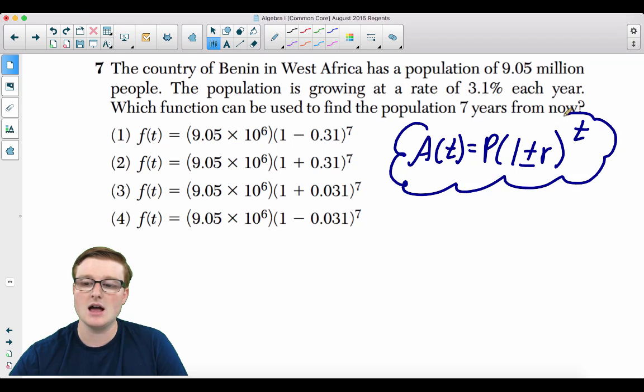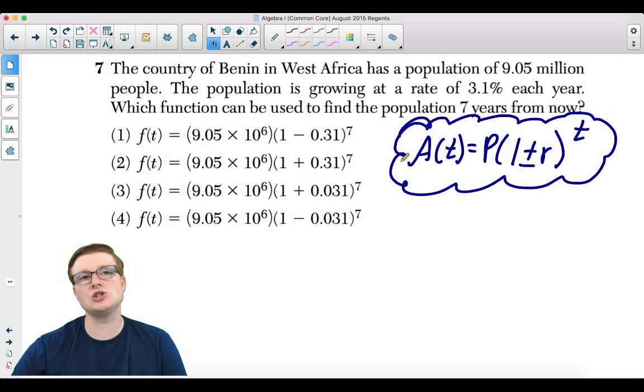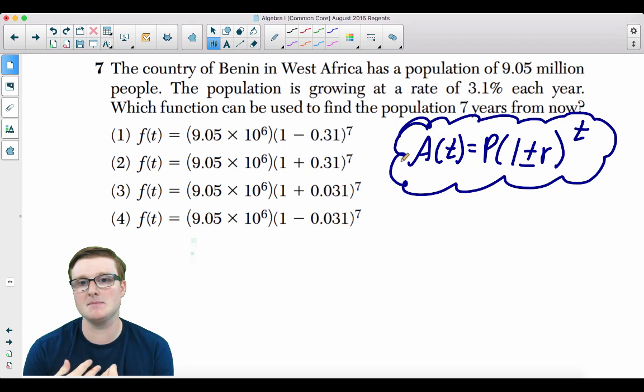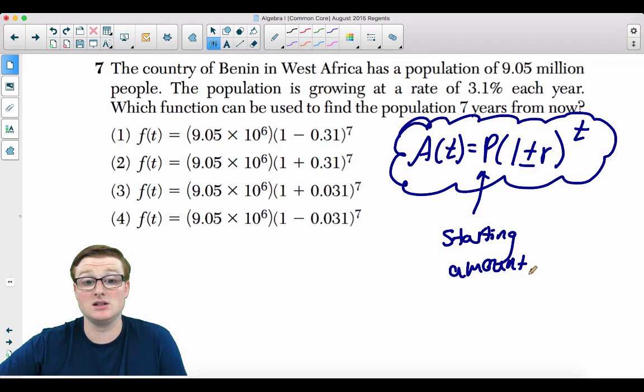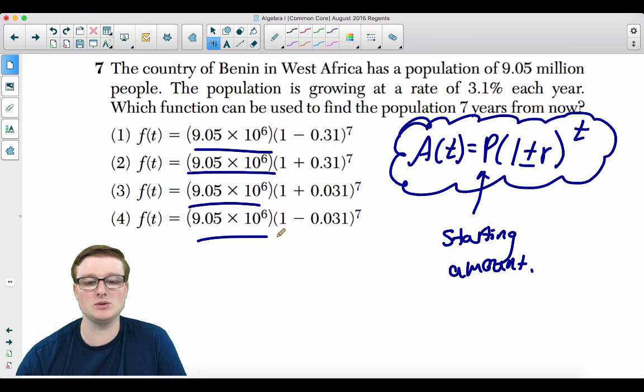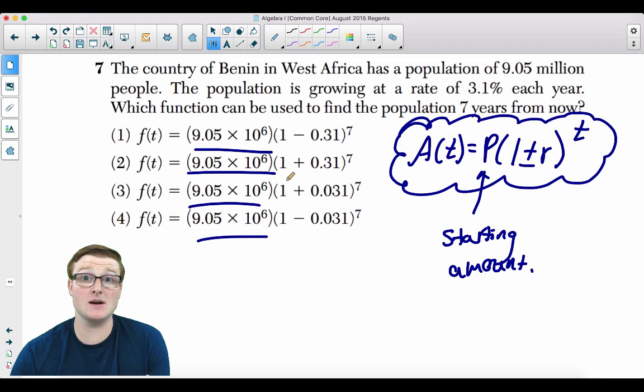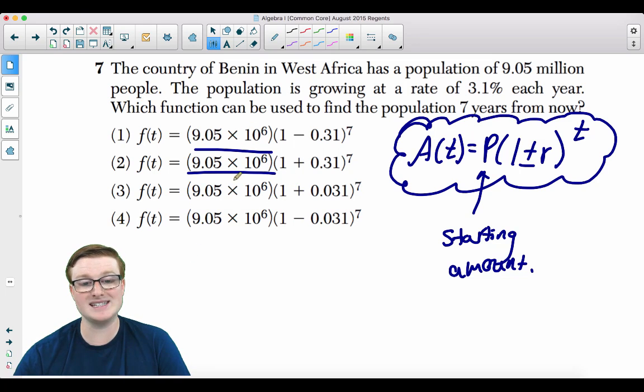This, ladies and gentlemen, is the equation that you use to measure exponential growth or decay by a rate or a scale factor. So the principal, which is your starting amount, well, you have a starting amount of 9.05 million people. Now, notice how all of these answer choices are in scientific notation. But what's nice about this question is that all of these are the same. So you don't need to worry about scientific notation in this case because they're all the same. It all depends over here on the numbers.